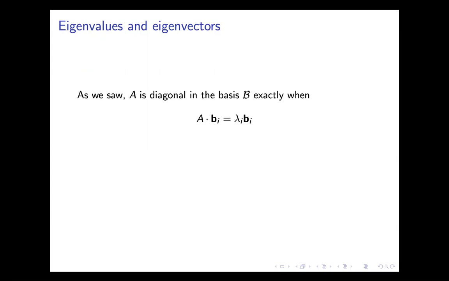So A is diagonal in the basis B exactly when A multiplied by Bi is equal to a coefficient lambda i times Bi. Any vector B such that AB is equal to lambda B is called an eigenvector of A, right?